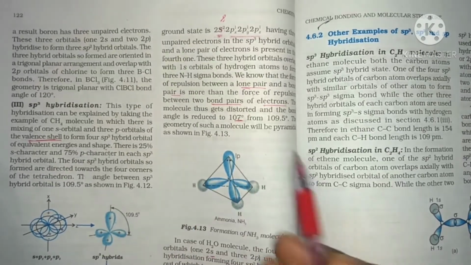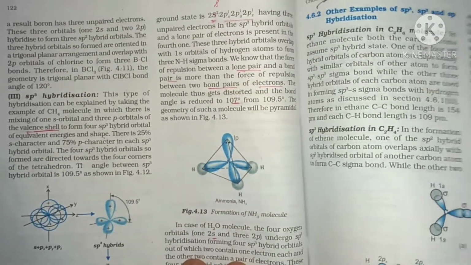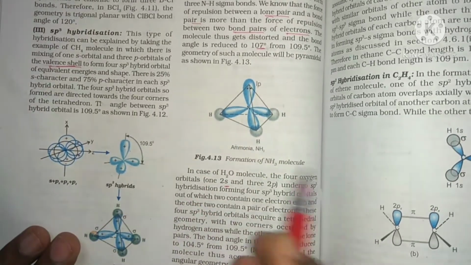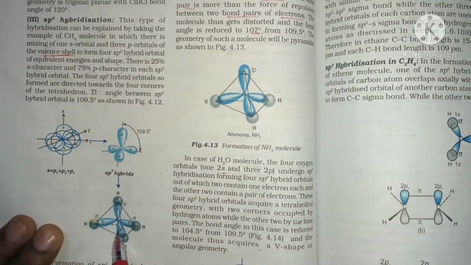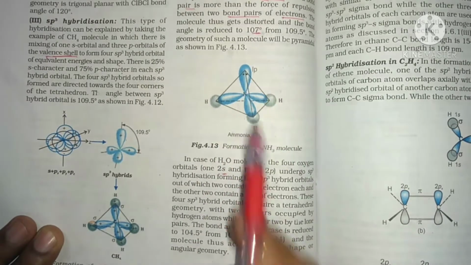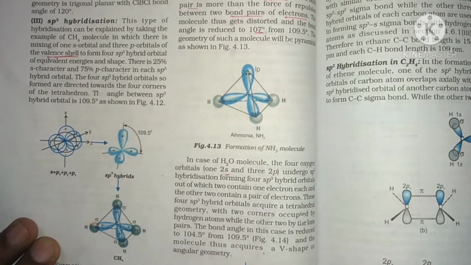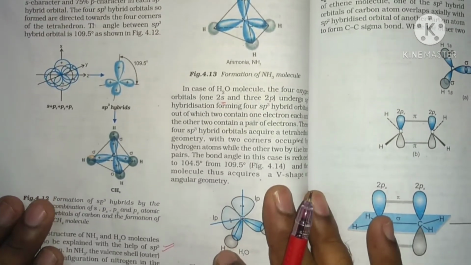ठीक है, so the geometry of the shape will take pyramidal shape as shown in this figure 4.13. ठीक है, so instead of tetrahedral it will become pyramidal and the angle will be 107. तो इसलिए ही हम sp3 से किसकी शेप बता रहे हैं? अमोनिया की. Now we see how we determine the shape of the water molecule.